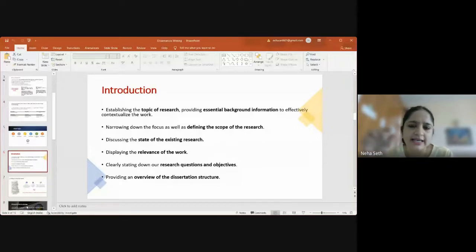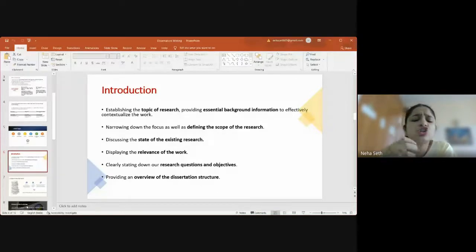My area of specialization is the stock market, or I can say financial markets. It is not possible for me to study all the possible aspects related to the stock market in one particular thesis or one particular project. So the scope of one thesis or one project will be limited. I will define the scope of my research in the very beginning chapter, that is, my introduction chapter.